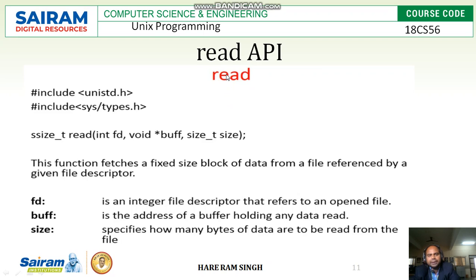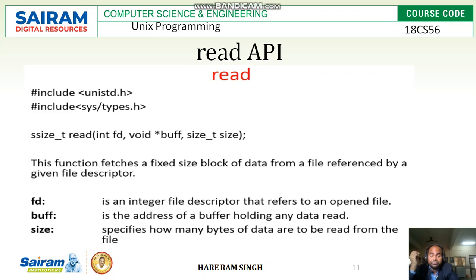Next API is the Read API. Once the file is open, then you can call the Read API to read the contents of the file. For example, #include <unistd.h> and #include <sys/types.h>, ssize_t read(int fd, void *buff, size_t size). So this function fetches a fixed size block of data from a file referenced by a given file descriptor.